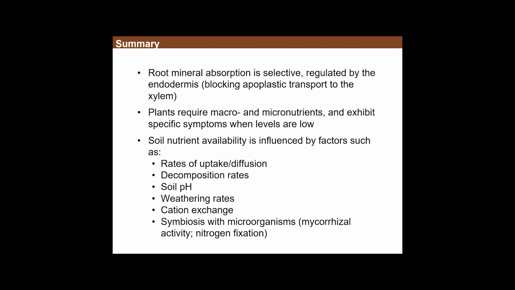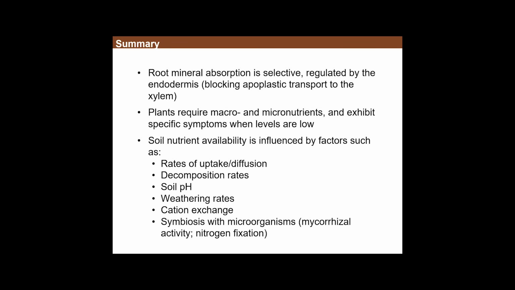So we've summarized a number of different ways in which plants are influenced by factors that determine nutrient availability in the soil. Soil nutrient availability is influenced by factors such as rates of uptake, decomposition rates in the soil, pH, weathering rates, cation exchange, symbiosis with microorganisms. There are other factors too. But the key point here is to note that mineral nutrient availability in the soil is not a simple process.